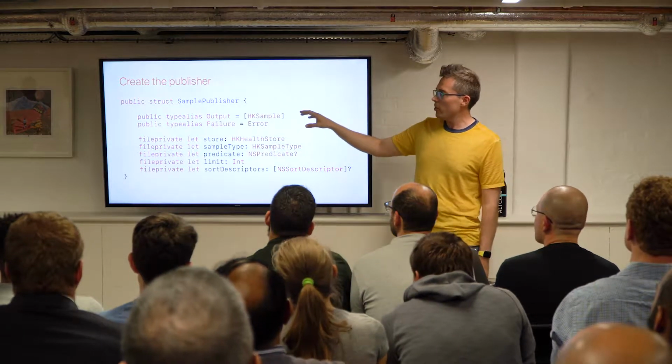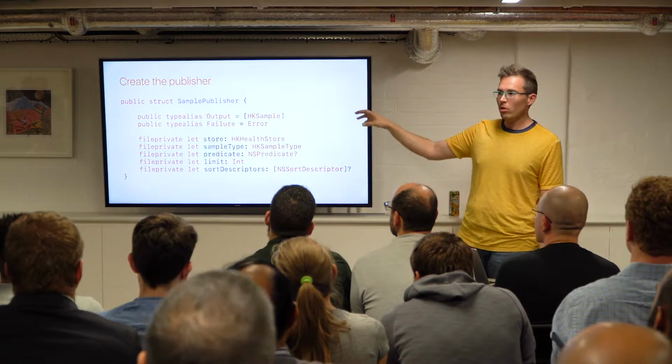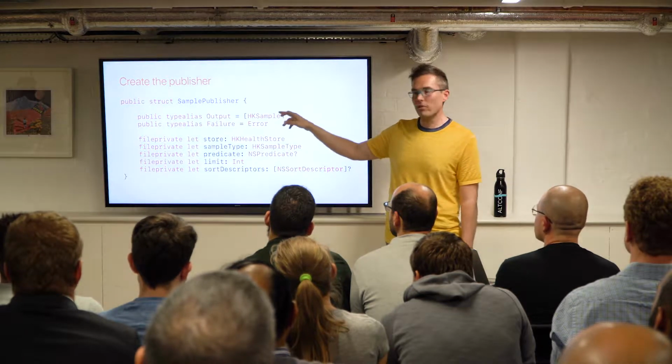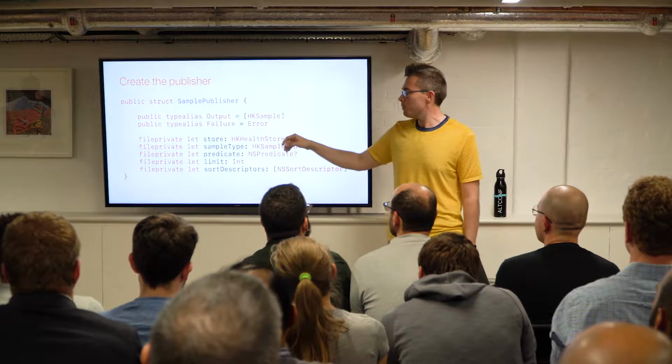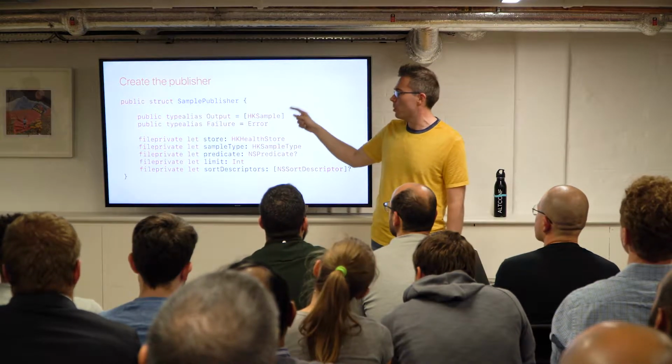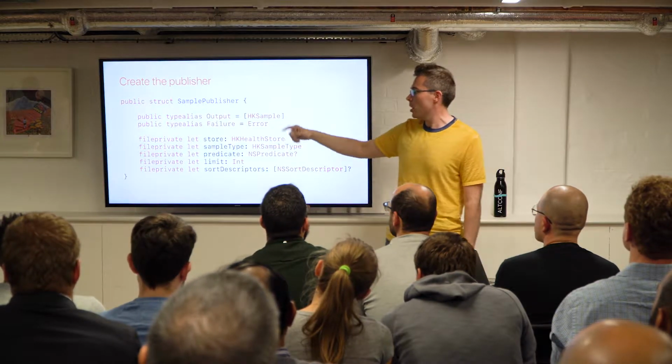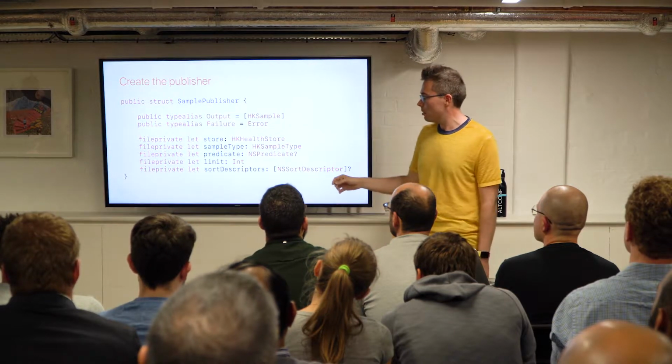A lot of times Swift can infer this, but for your own sanity, it's going to be a lot better if you define these at the top, so you know what the output and the failure type is for any given publisher. And we're going to say, okay, the output we want is our array of HK samples, and failure we want as the error.